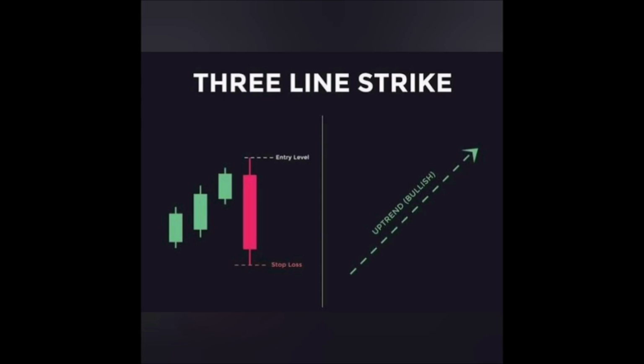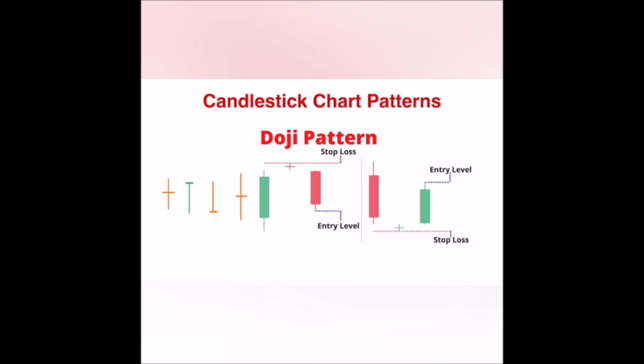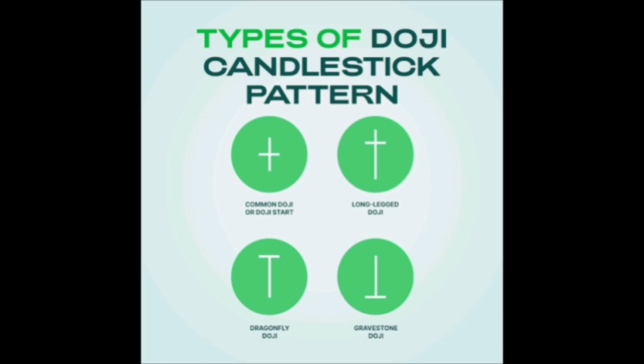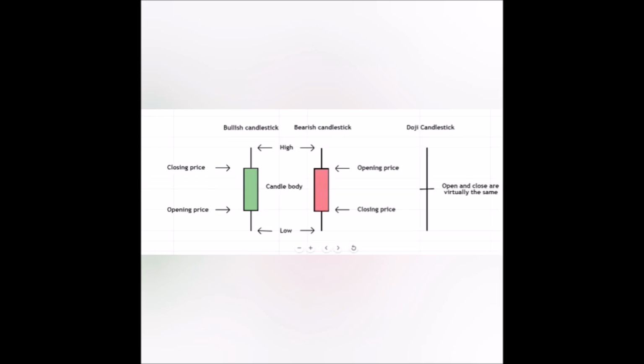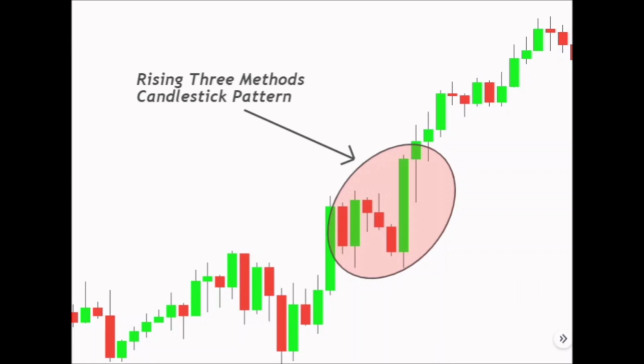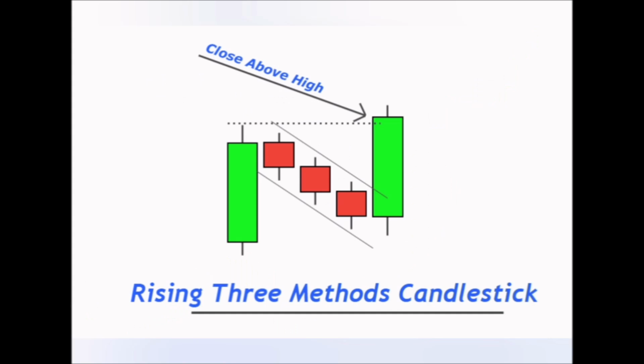Number 9 advanced candlestick pattern is the rising and falling three methods. Rising three methods is a bullish continuation. It consists of a long bullish candle, 3 small bearish candles that stay within its range, then another bullish candle that breaks above the first.